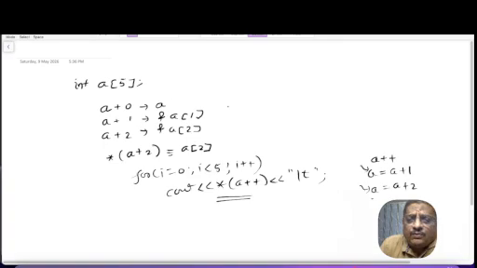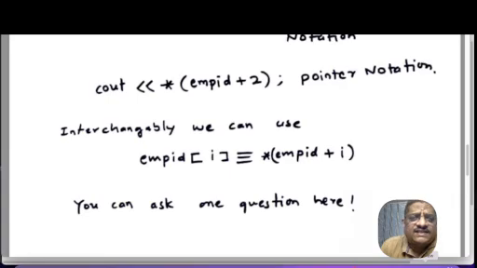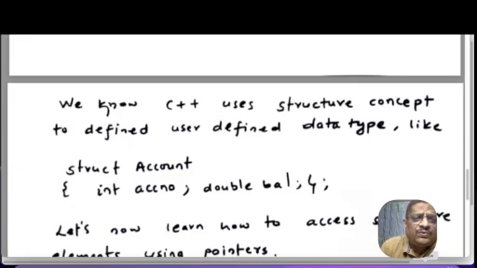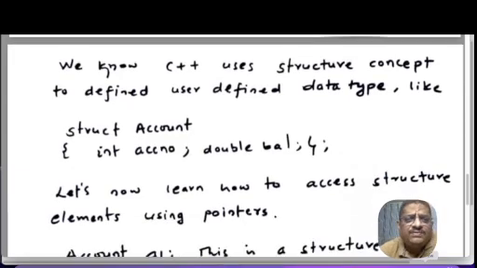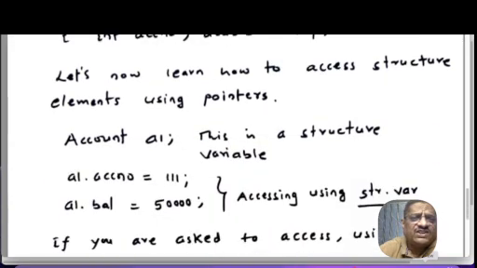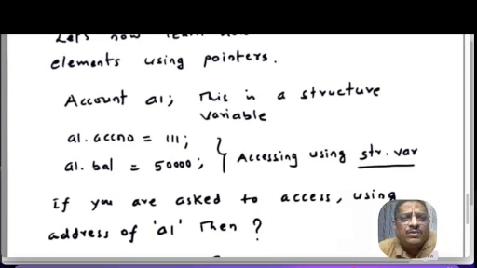Now let's go for structure and pointer: how we can access structure elements using pointers. We know C and C++ use the structure concept to define a user-defined data type, like struct account. I have defined int account number. Now I'll create one structure variable, account A1. A1 is a structure variable. Then using this structure variable, I will be initializing the data.